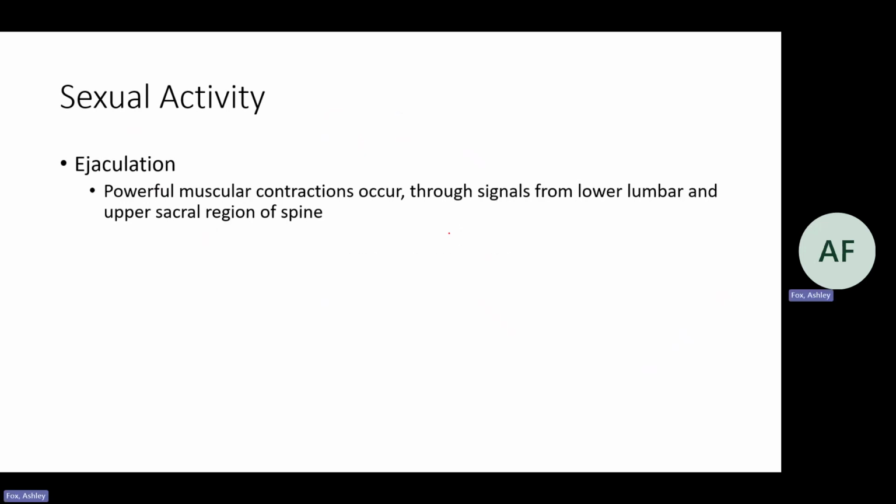Then at ejaculation, so going from arousal, and then you get ready, and then ejaculation is a strong muscular contraction, and it is actually a reflex, and it goes through signals in the lower lumbar and sacral regions of the spine. So that's where signals come from for ejaculation and the strong contractions that happen.